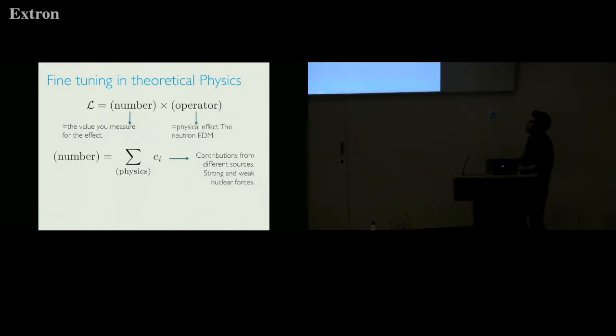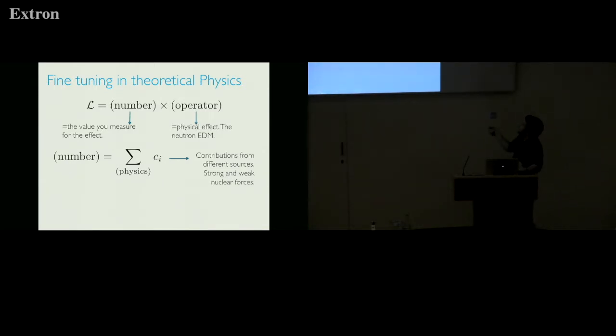So as a theorist, I think of everything as a Lagrangian density. And Lagrangians are numbers times operators. So operators tell you what physical effect you are looking at. So this operator might be something like an electron coupling to the photon 4-vector. So you had e-bar, gamma mu, A, e, and that would tell you that electrons scatter off electromagnetism.